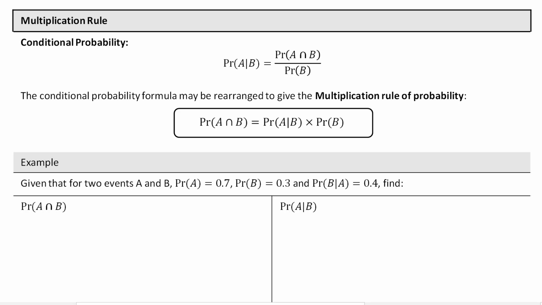So we're now going to learn about the multiplication rule. We're going to begin by reminding ourselves what the conditional probability rule tells us. It tells us that the probability of A given B is equal to the probability of A intersection of B over the probability of B.